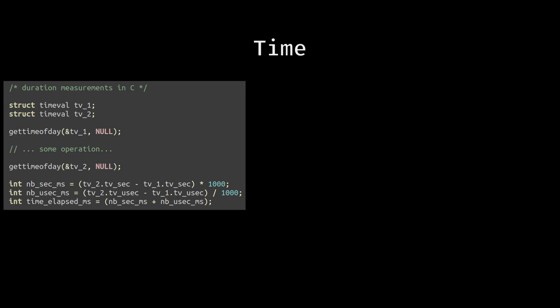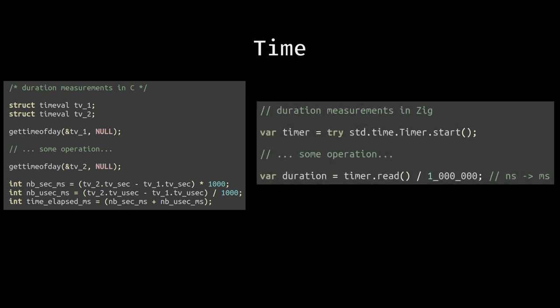From time to time, I want to know the duration of some operations. In C, this involves a structure that isn't as simple as it could be. In the Zig standard library, this is a simple structure, Timer, that does the job perfectly.